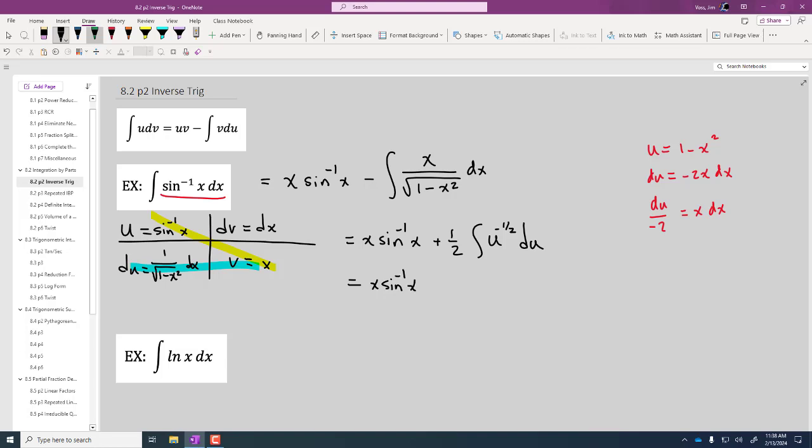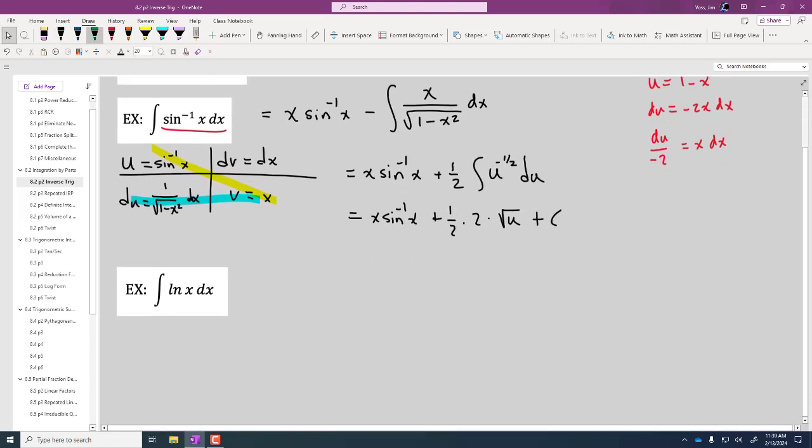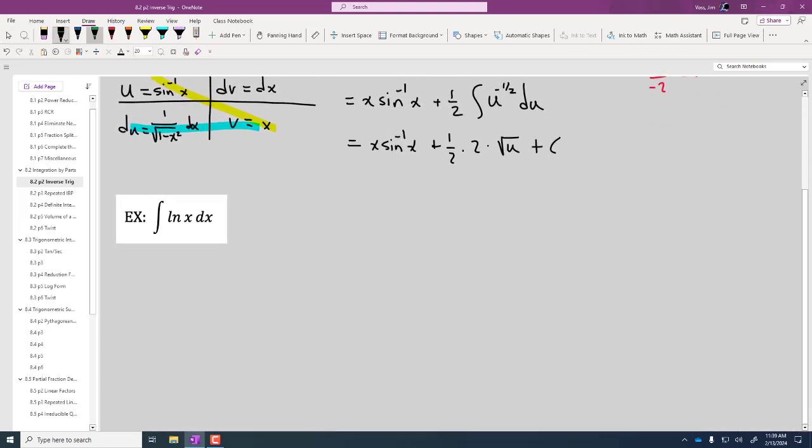Okay, so add 1 to the exponent and we get positive 1/2. We're going to divide by positive 1/2, which just cancels out the 1/2 that's already in front. So we're going to have 1/2 multiplied by 2, so u to the 1/2 divided by that. u to the 1/2 is the square root of u. And all we have left to do is substitute our u back in, and we see that u is 1 minus x squared. So here's our final answer.